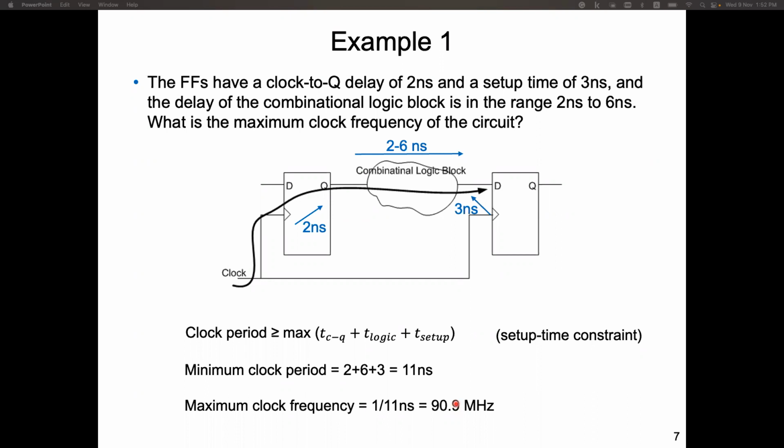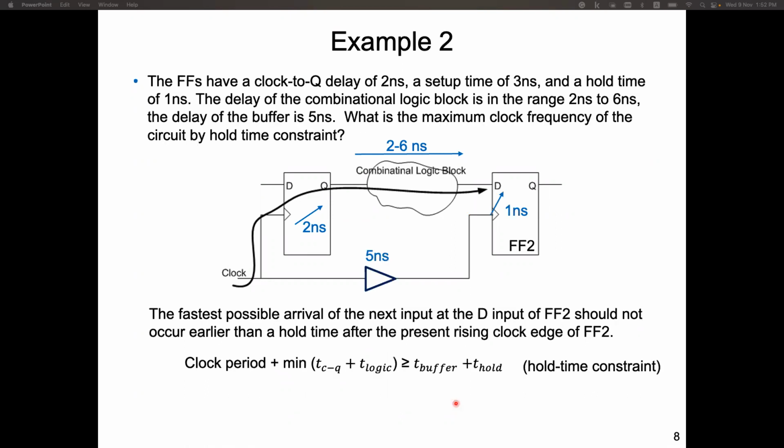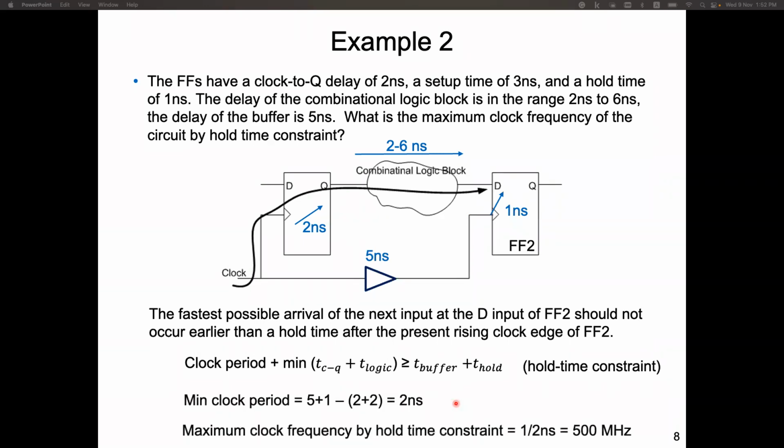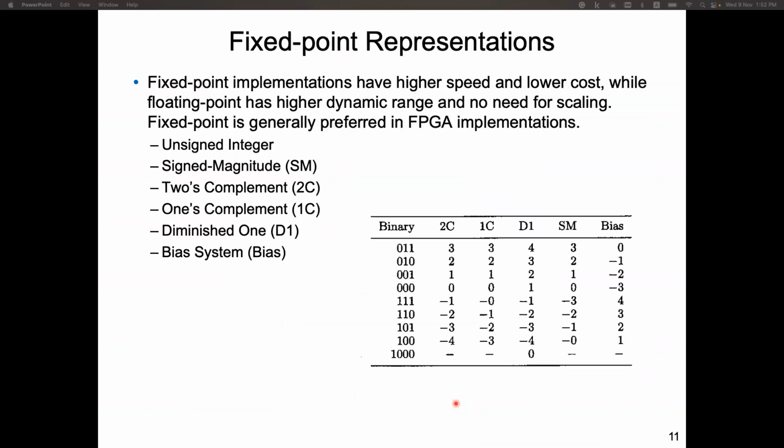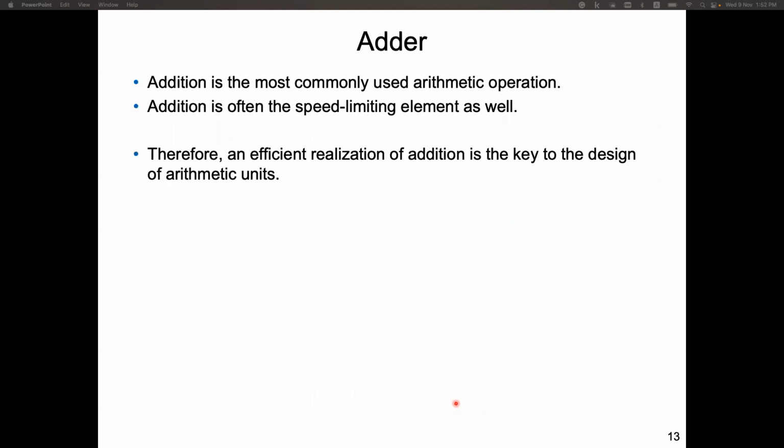All right. Are there any other questions? Okay, so let me go and move forward to the adder part.